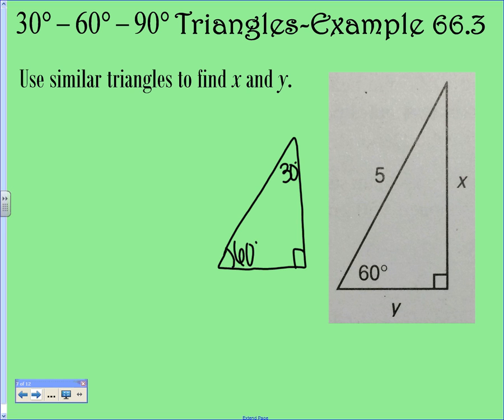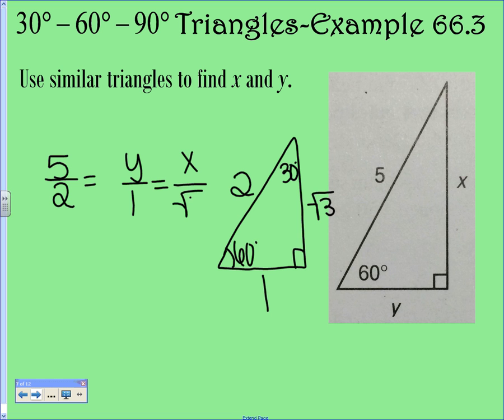What goes right here? What goes here? And what goes here? All right. So, what proportion could you set up? 5 over 2. Y over 1. And x over the square root of 3.